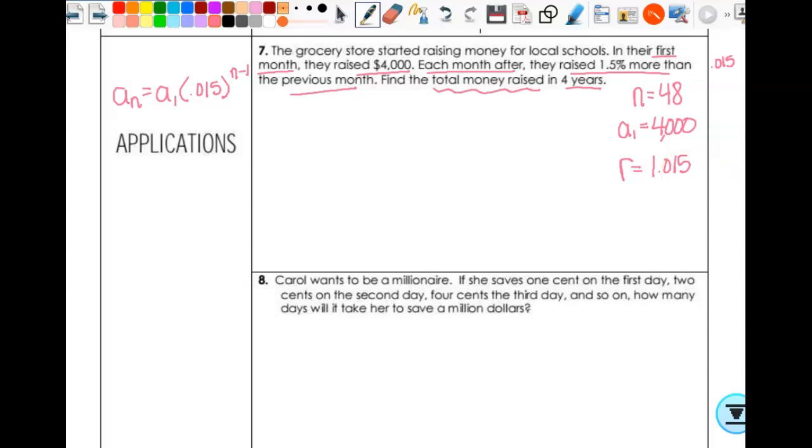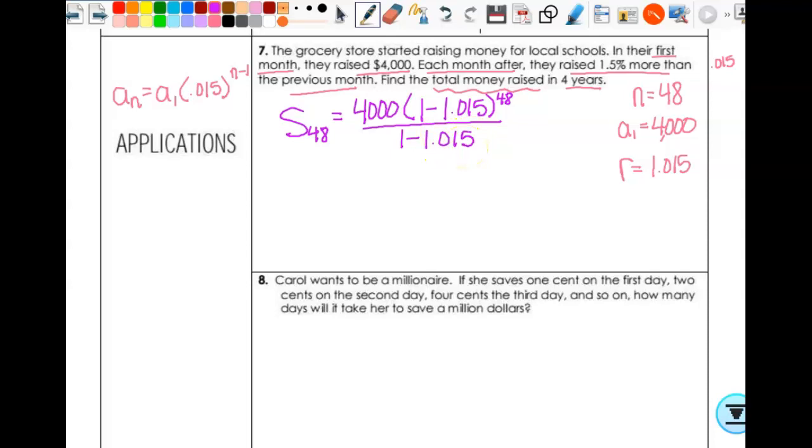Okay. So now that I have that, go find the sum of those 48 months, that's going to be equal to 4,000. That's my first term. Times 1 minus 1.015 to the 48th power over 1 minus 1.015.